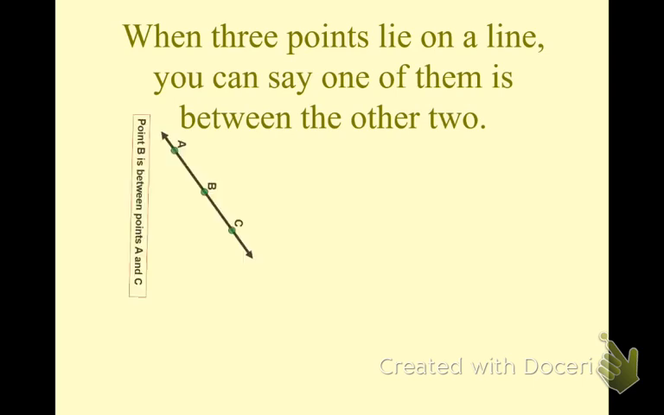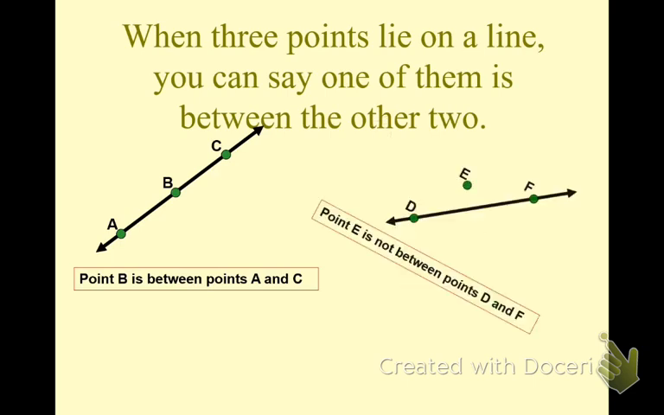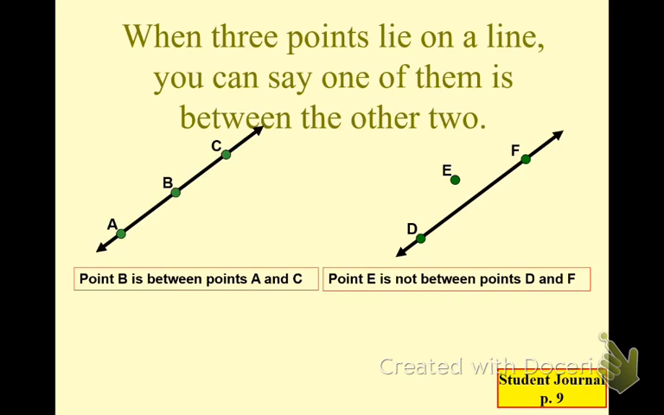So if you have 3 points on a line, like this, A, B, and C, then point B is between A and C. So whenever you see the word between in geometry, they have to be on the same line together. What does it mean to be on the same line? What is that term? Collinear. Thank you, Alana. So something like this, E is not between D and F because it's not on the line.